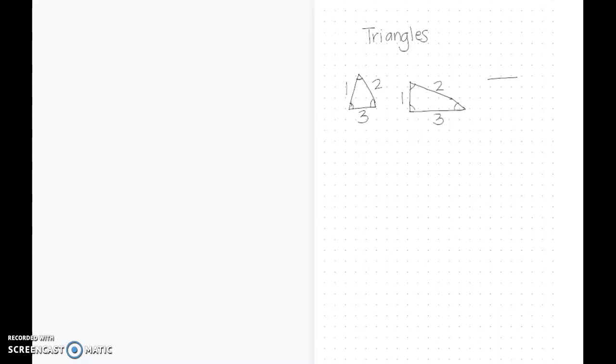I can also draw one like the picture that looks like this. And this one looks different than the first one and the second one also. Let's see. I have one side here, two, and three. And I also have three corners. Look at that. So I have different types of triangles.